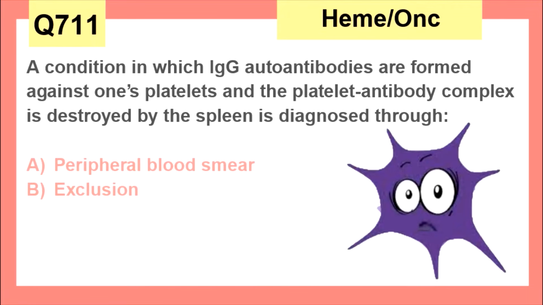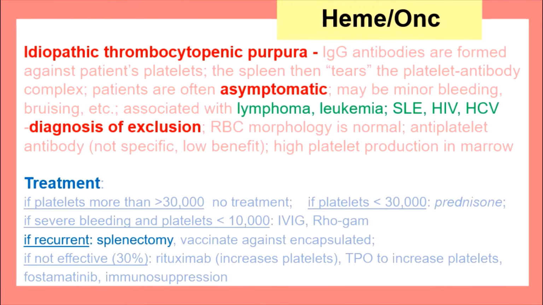711. A condition in which IgG autoantibodies are formed against one's platelets, and the platelet antibody complex is destroyed by the spleen. That's the condition of ITP. How is that diagnosed? Diagnosis of exclusion. ITP stands for I tear platelets. That is the spleen talking here. The spleen tears the platelets. The spleen then tears the platelet antibody complex.